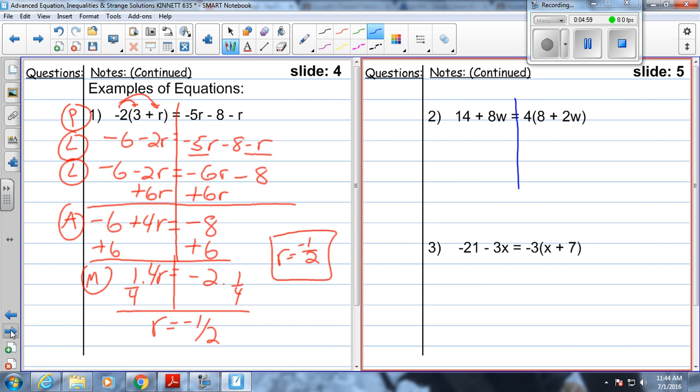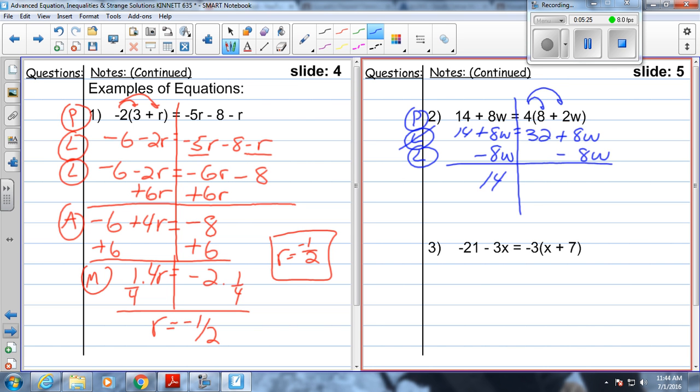We draw our vertical line, we follow our PEMDAS steps. We're going to distribute first, which is only on the right side there. And you may have already started to see there seems to be an 8w on both sides. We do have like terms. Actually, we didn't have like terms on each side, but we do have like terms across. So we're going to bring that 8w to the other side. And that gets us 14 equals 32.